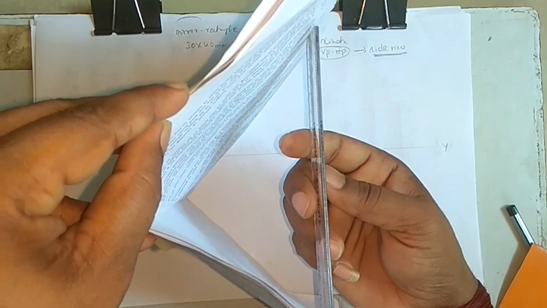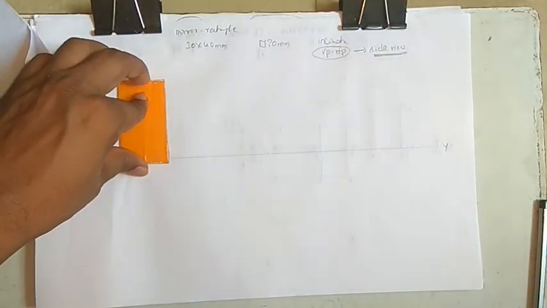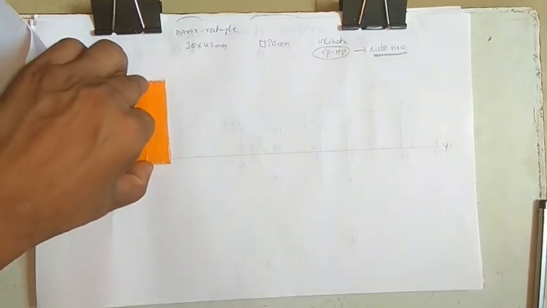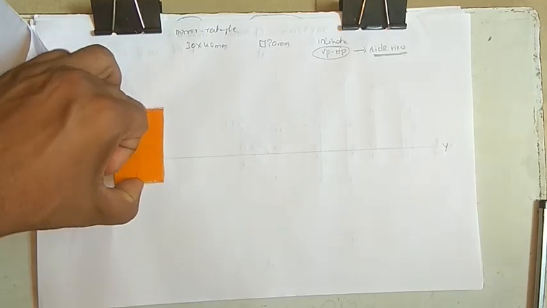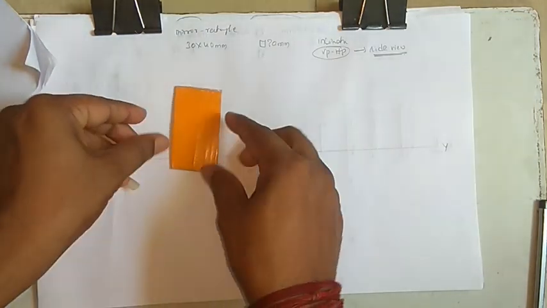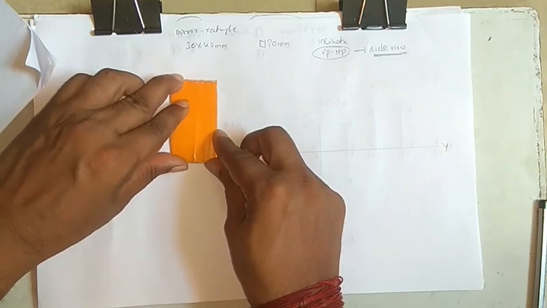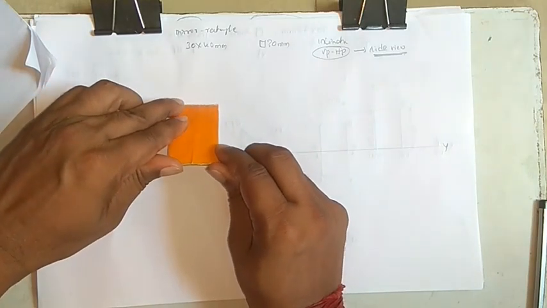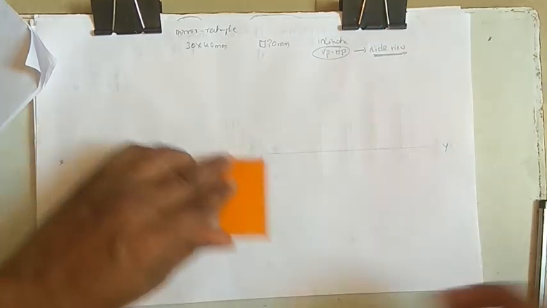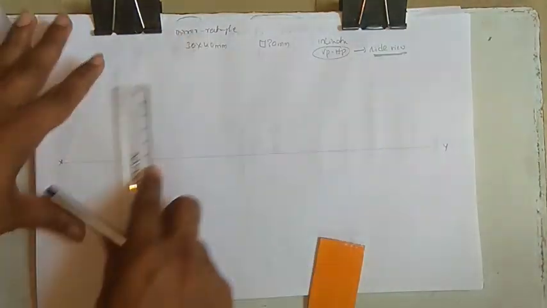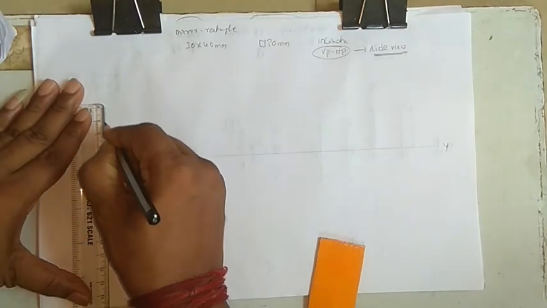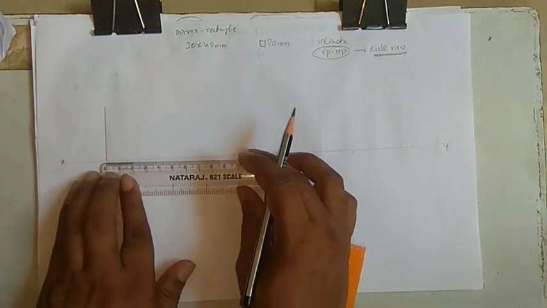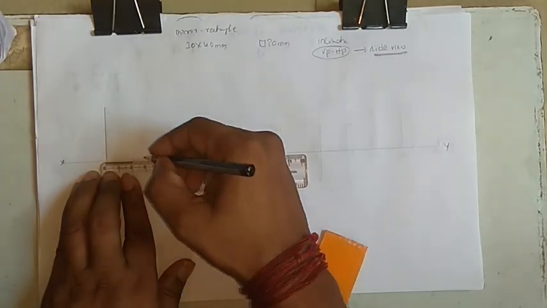Once we place the rectangle here, we keep this top and drag the base like this. At that time this will come down like this. We keep it like this and drag, and at that time it will come like this. Then it looks like a square. Just to start with, we'll take 40 mm here, and we'll take 30 mm on the XY line.